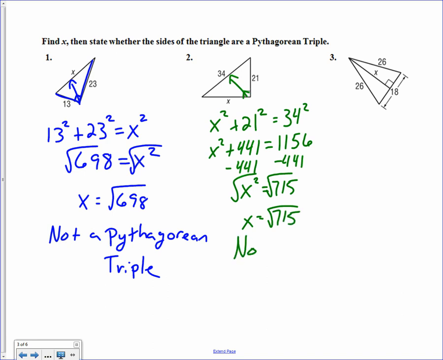I said I'm going to be a little bit lazier here. No, this is not a Pythagorean triple. I'm just going to write no.